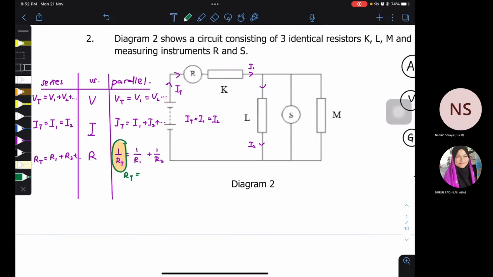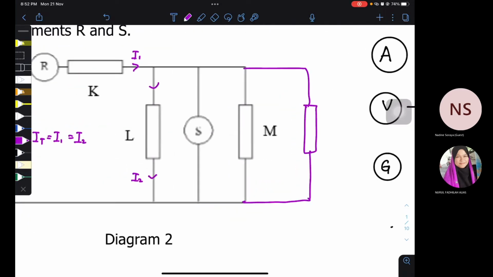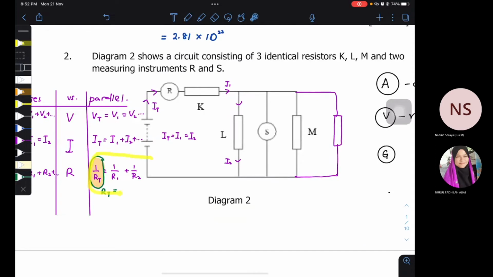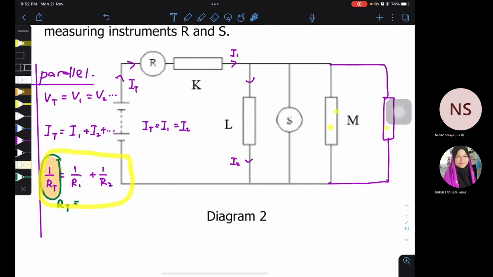Back to this question, it says there are resistors here in parallel. So what happens? You need to know that when we use this formula, we talk about parallel because these three are in parallel. This formula tells us, because it is 1 over R, that if we have more resistors, you will have less resistance.